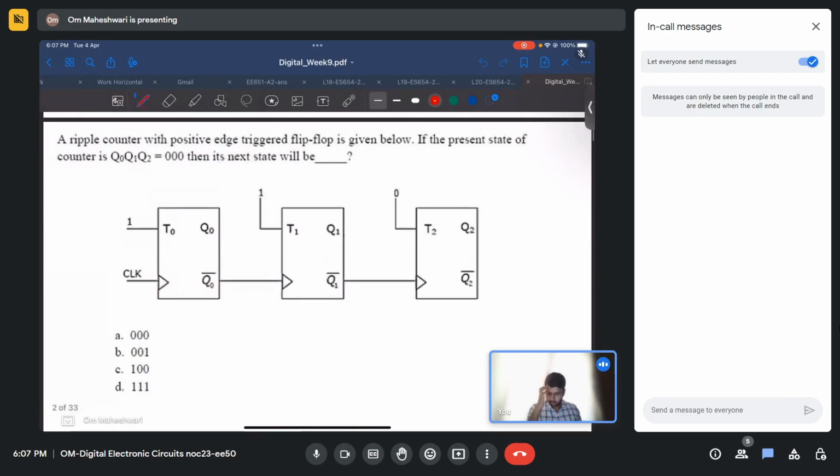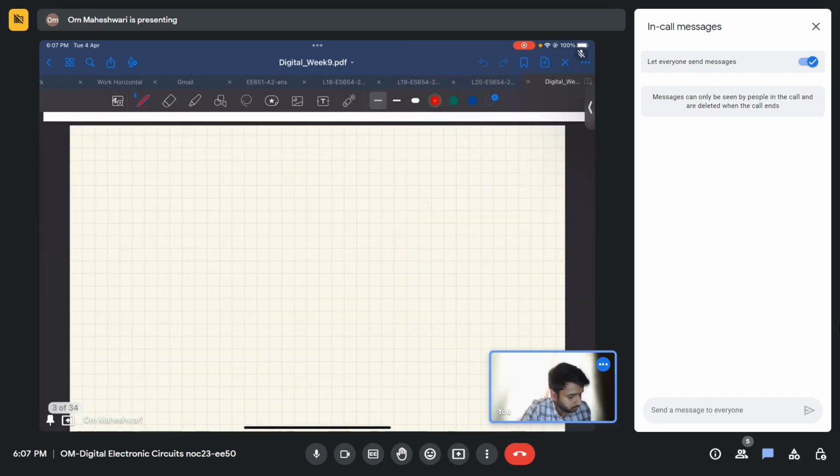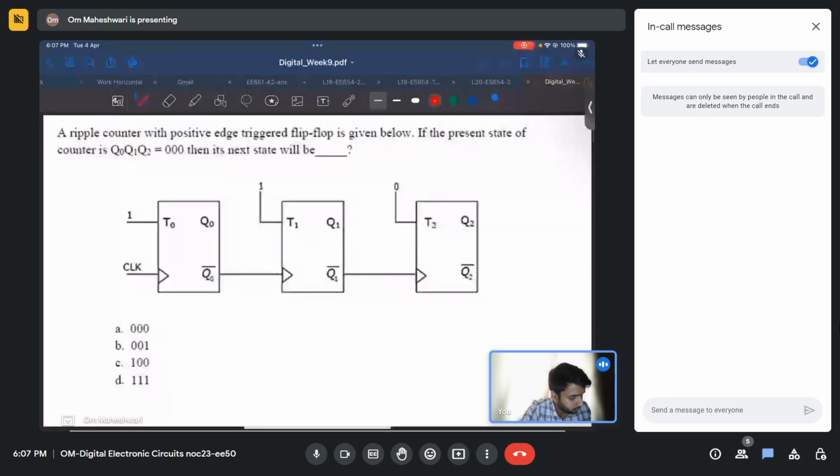So first question is, a ripple counter with positive edge trigger flip-flop is given below. If the present state of the counter is 000, then the next state will be. So let's try to solve this. So currently we have 0 0 0.